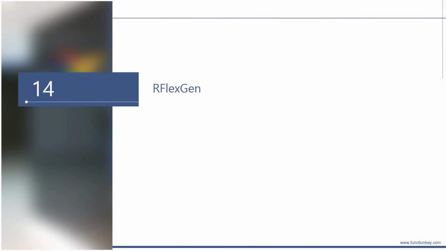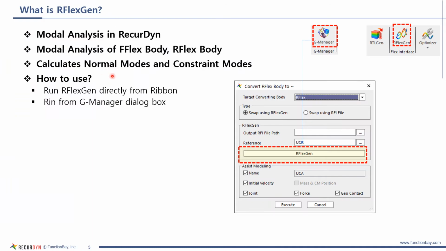Until the last lecture, I have talked about rFlex. In this lecture, I'd like to introduce rFlexGen. rFlexGen is a toolkit that performs modal analysis within Recordine environment.